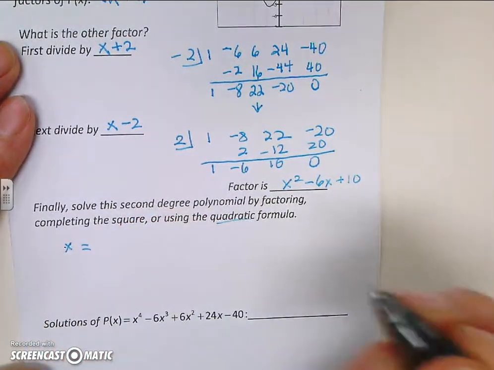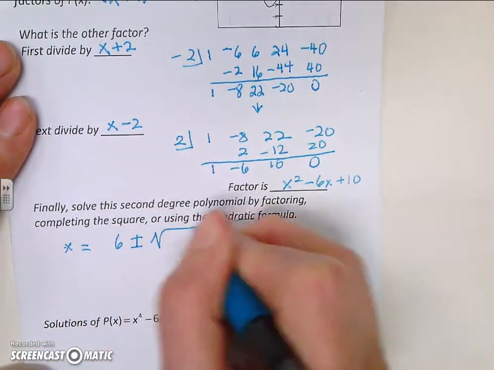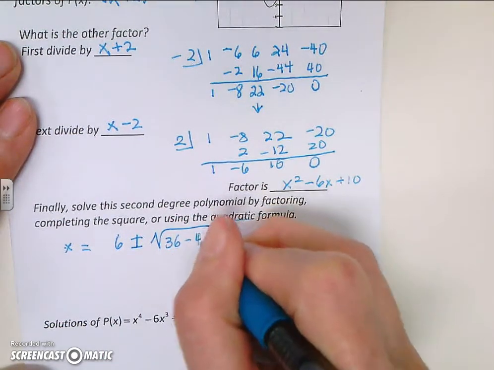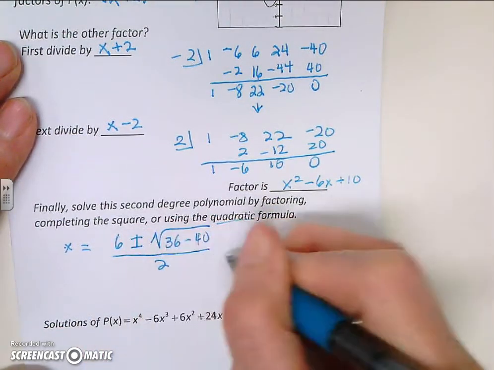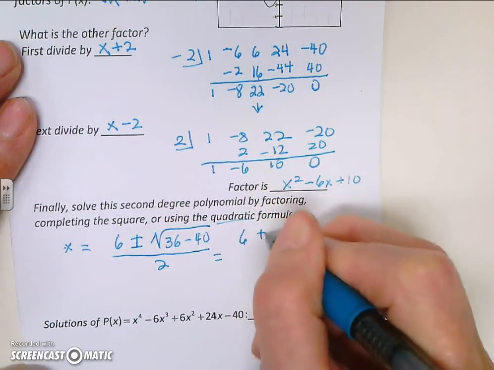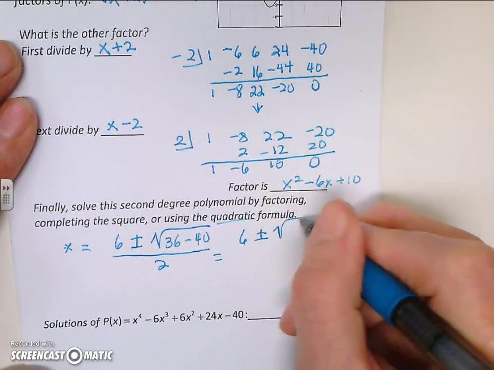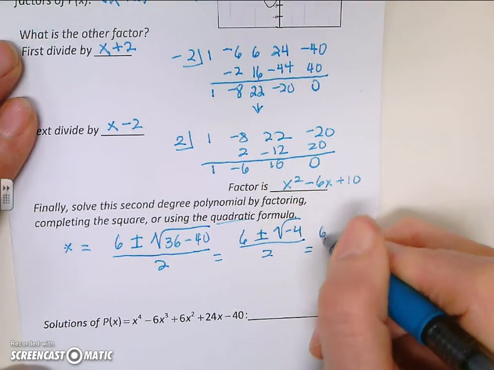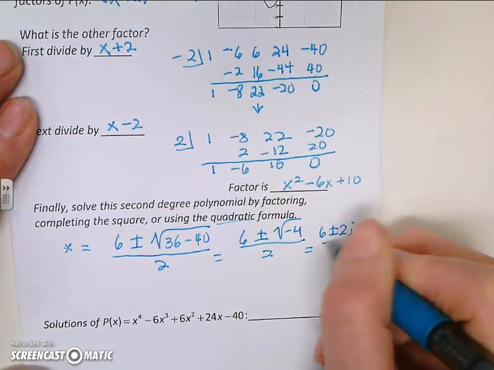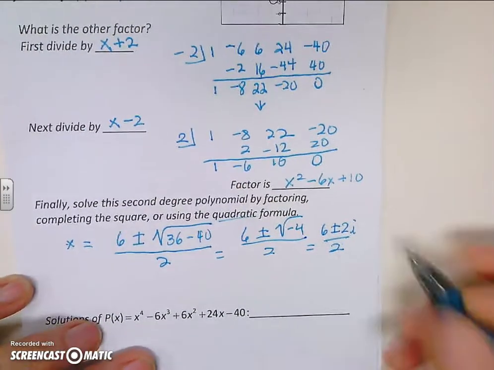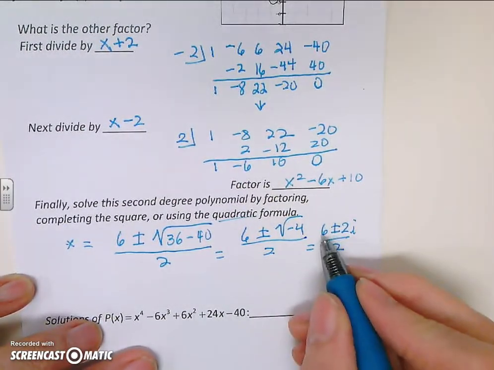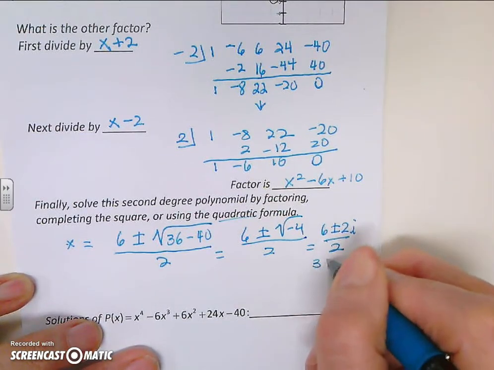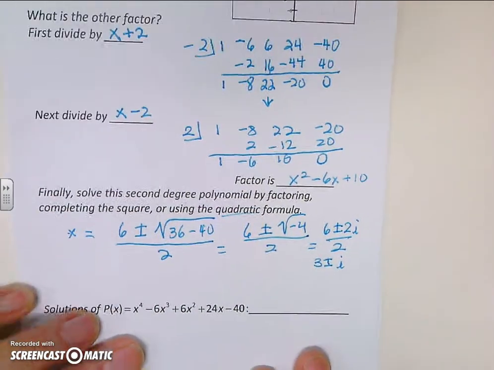So I'm going to have x is equal to 6 plus or minus the square root of b squared, so 36 minus 4ac, so minus 40, all over 2. So that's going to be 6 plus or minus the square root of negative 4 over 2. So that's going to be 6 plus or minus 2i over 2. And that's going to reduce because you see these are all even right here, so this is going to divide everything by 2, and I'm going to get 3 plus or minus i.